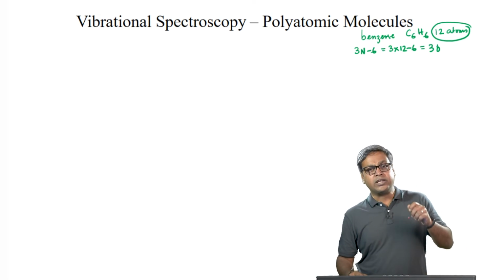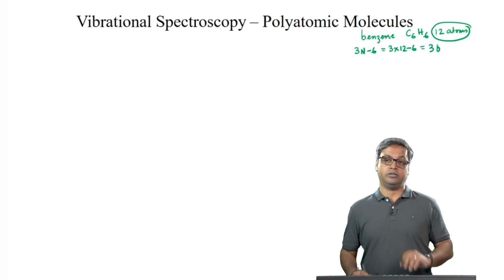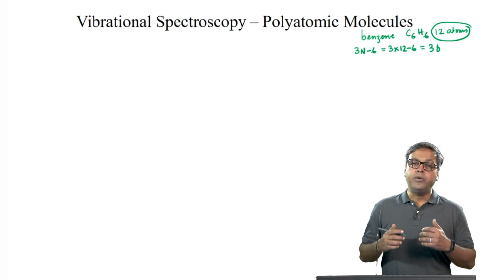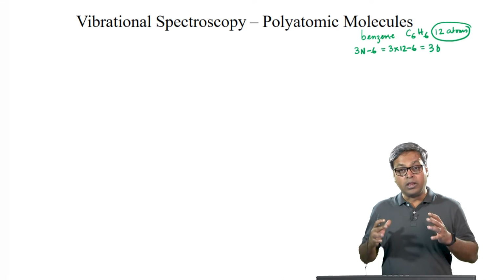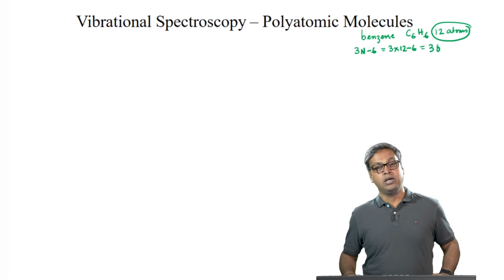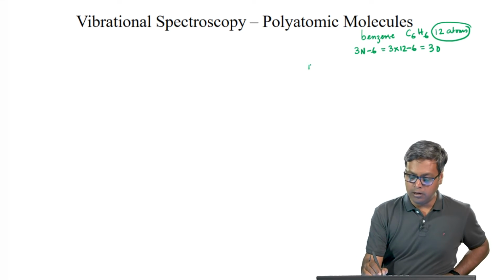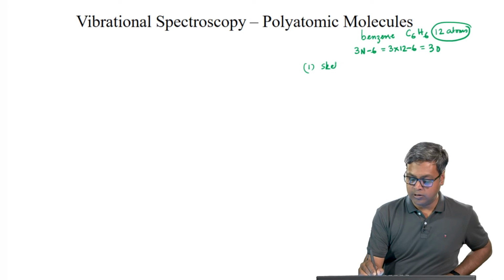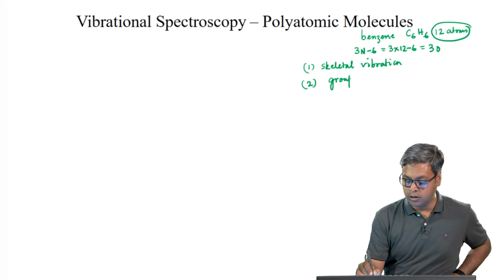There it will be extremely difficult to pinpoint each individual vibration. Thus, a complex molecule will have an IR spectrum with a large number of vibrations. So, these vibrations can be broadly divided into 2 classes. One is the skeletal vibration, and number 2 we have what is known as group vibration.